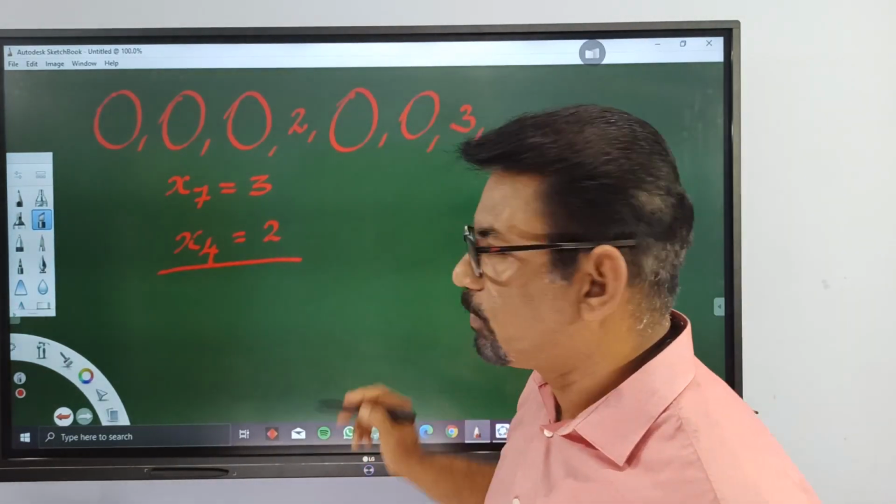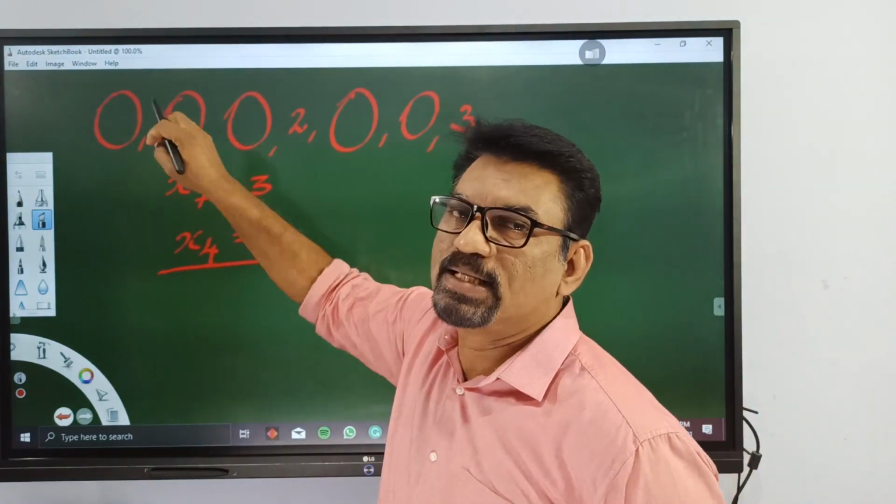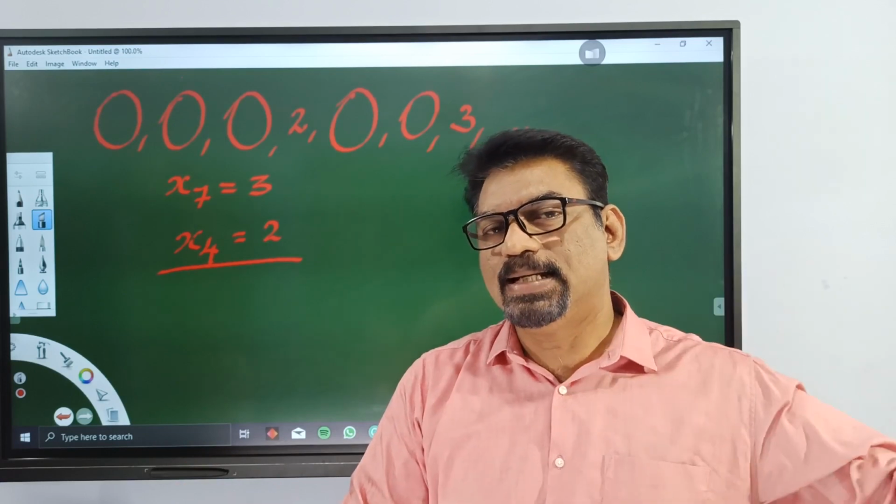What is the difference of their positions? How many common differences are there from x4 to x7? From 4 to 7, like 4 to 5, 6, 7.